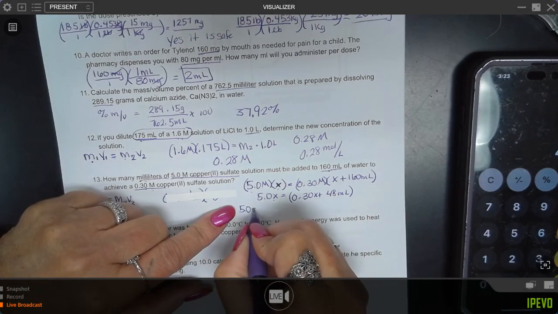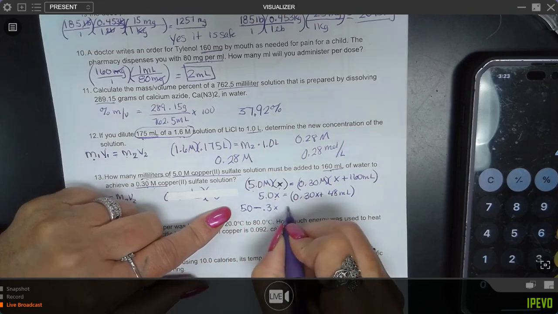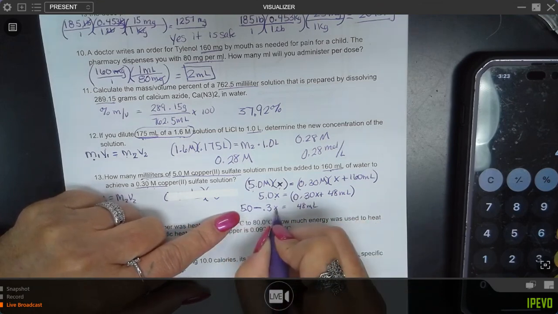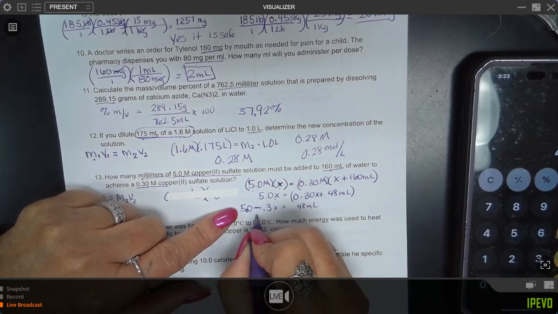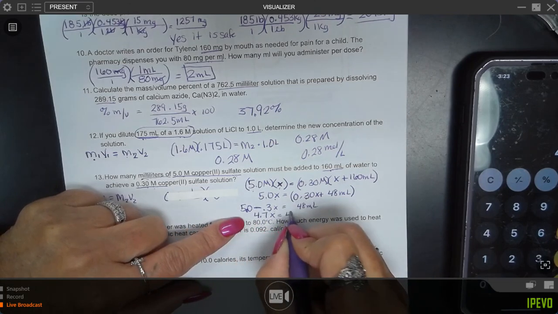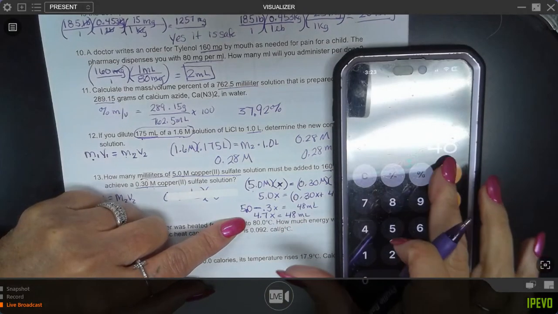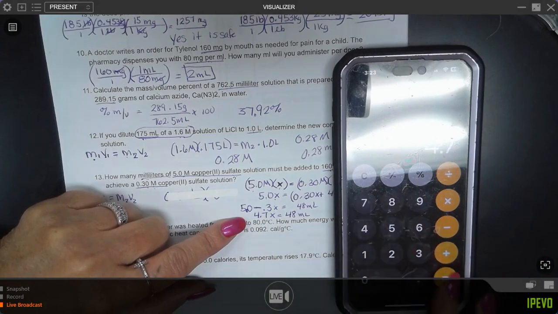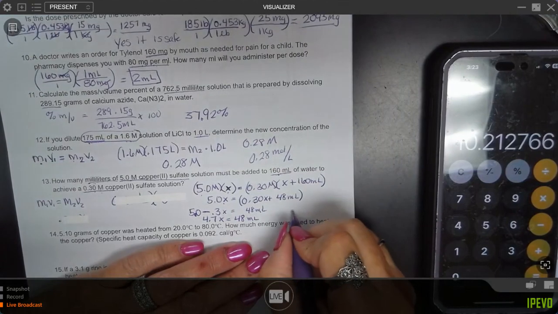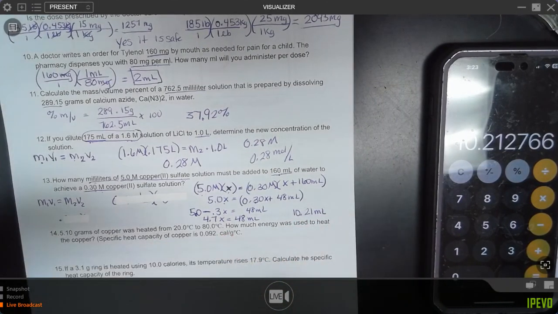5 minus 0.3x is going to equal 48 milliliters. So 5 minus 0.3 is going to be 4.7 times x is equal to 48 milliliters. So now I'm going to take 48 divided by 4.7. All right, so the answer that I just got is 10.21 milliliters. Now we got to think about, what does that mean?